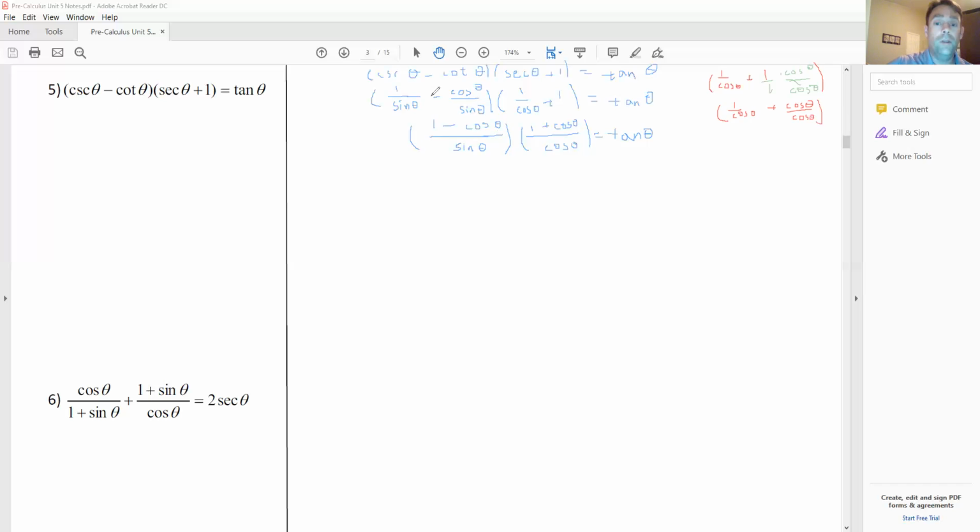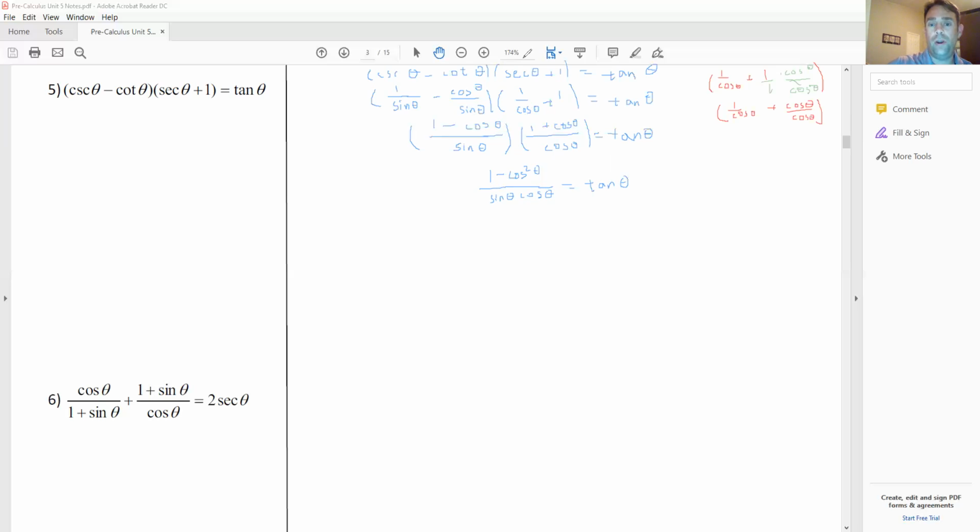All right, so let's keep going here. I'm going to multiply these two terms straight across. So 1 minus cosine theta, 1 plus cosine theta. That's the difference of squares. So I have 1 minus cosine squared theta all over sine theta times cosine theta. So we just keep going, keep plugging away, trying something, looking for something until we get one side to look like the other side.